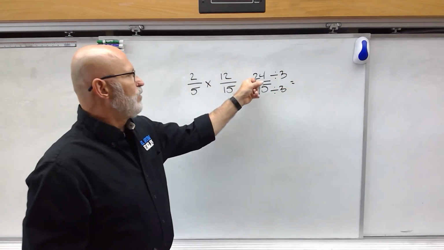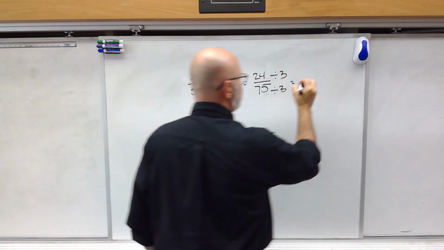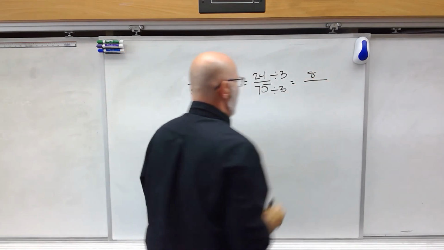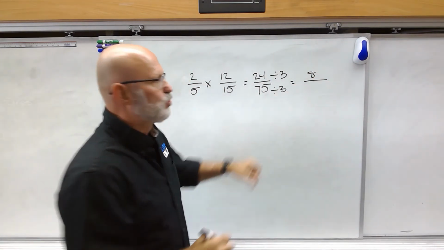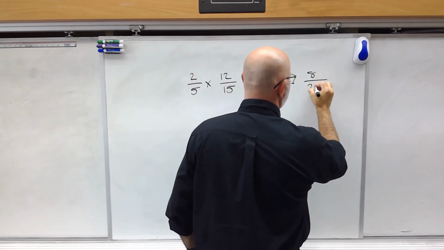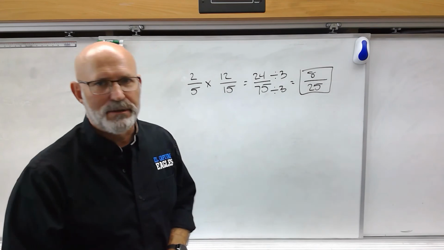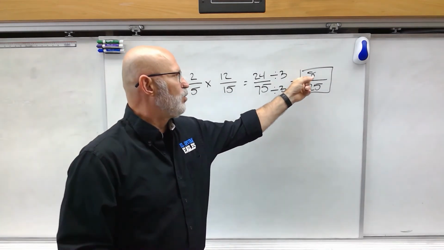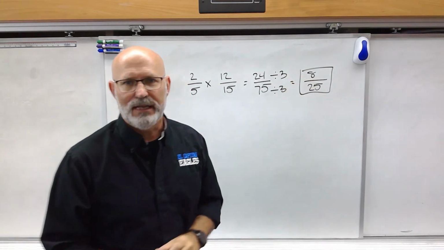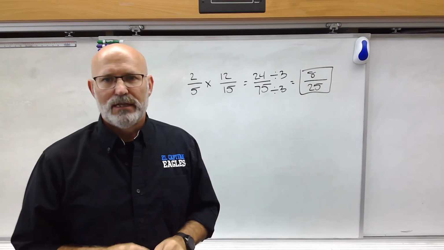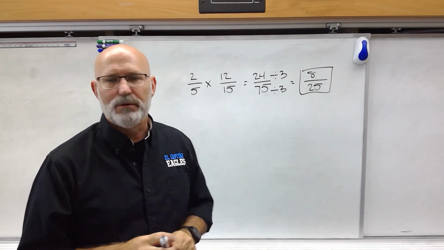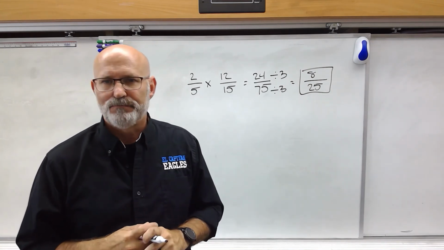Now, 24 divided by 3 is 8. And 75 divided by 3 is 25. And I'm done because I can't reduce. There's nothing that will go into 8 and 25 evenly. So that means that I am completed with that problem. And that is my final answer.